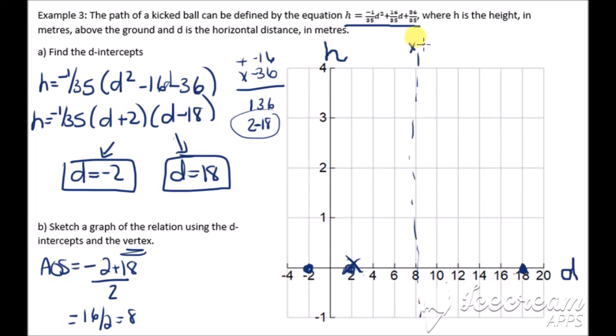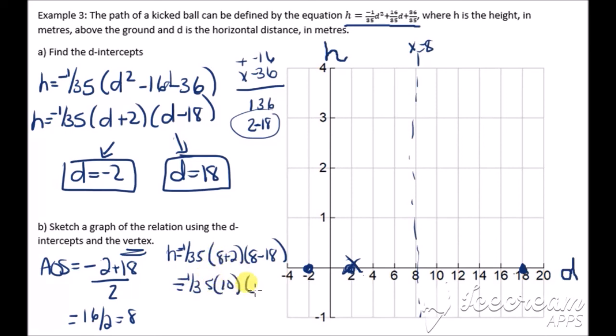Okay, so x equals 8 is going to be our axis of symmetry, and now we go ahead and sub in 8 into the equation. So h equals 1 over 35. I personally like doing the factored form. You can do the expanded form if you want. I don't want to write out all those fractions.